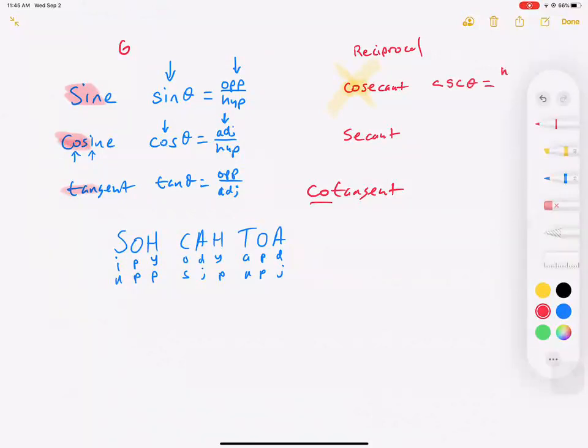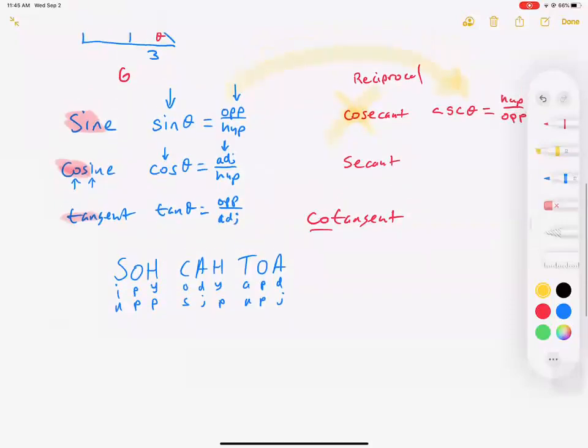And this is going to be hypotenuse over opposite. Only difference, please understand, only difference is that it is just the reciprocal. Secant is just the reciprocal of cosine. So SEC, secant is hypotenuse over adjacent. And the cotangent is COT, the reciprocal of tangent. Tangent is opposite over adjacent, so cotangent is adjacent over opposite.